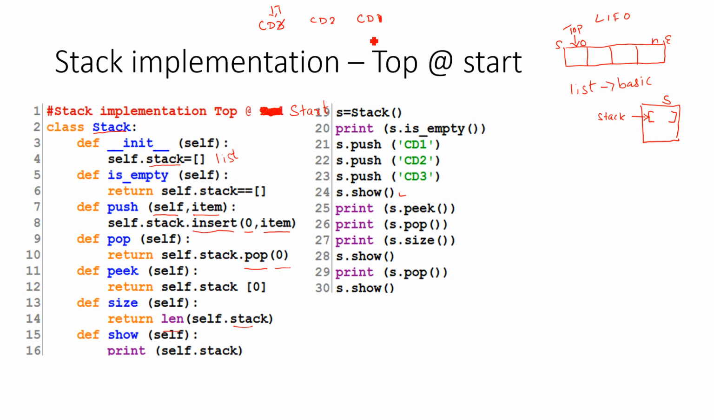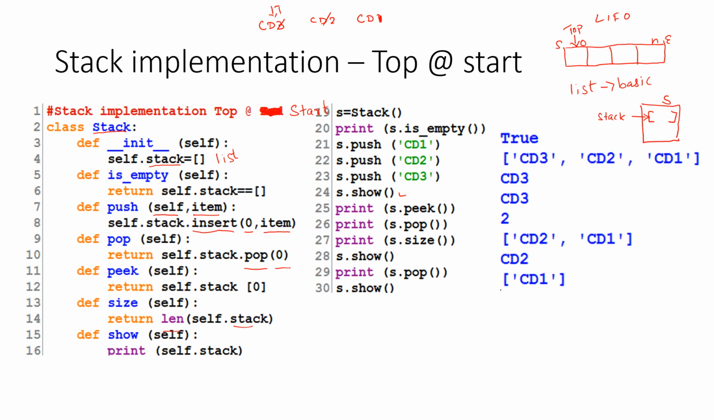Then if you look at the size of the remaining stack, it's going to be only 2 elements, so the length is going to be 2. Again, if you print the values, we will see only CD2 and CD1. When you pop again, CD2 is at the top, so CD2 will be removed. If you look at the content, only one value remains in the stack.